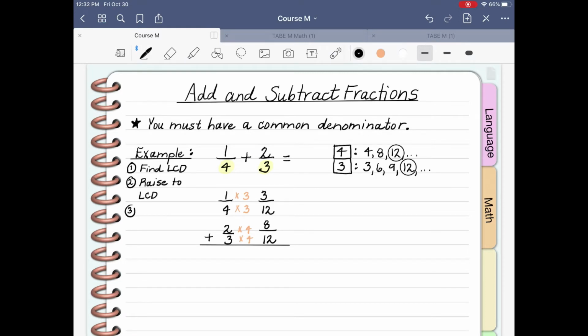Then you add the numerators, or subtract, whatever the case may be. So you end up with 11/12, and you simplify if you can. This one is already simplified. So 1/4 plus 2/3 equals 11 over 12. And that is my final answer.